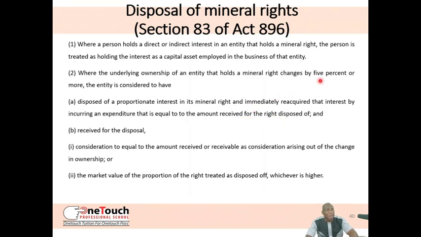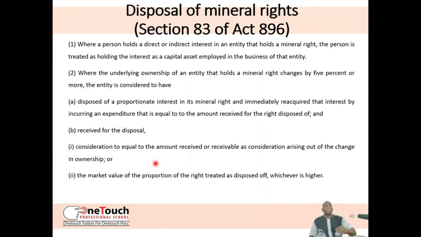So if the change is 5% or more, the entity is considered to have what? Disposed of a proportionate right in its mining rights and immediately reacquired that interest by incurring an expenditure that's equal to the amount they received for the right disposal. And the consideration for the disposal is equal to the amount received or receivable as consideration arising out of the change in what? Ownership.